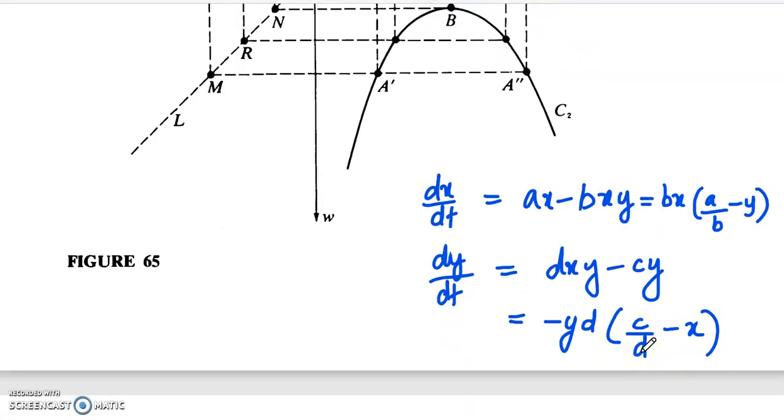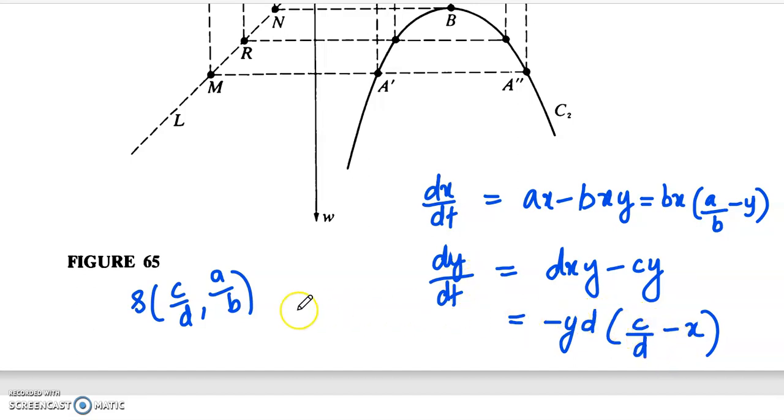Now if you look at the equations, dx by dt can be written as dx into (A by B minus y), and dy by dt can be written as minus yd into (C by D minus x). So at the point S, which has coordinates C by D and A by B, when you substitute the coordinates x and y into these equations, you can see that both equations become 0. So we get dx by dt equal to 0 and dy by dt equal to 0.